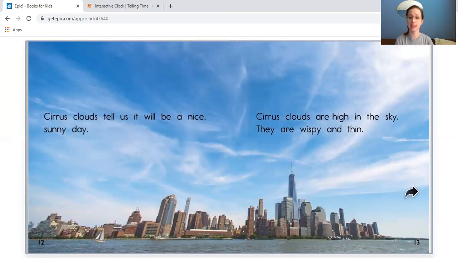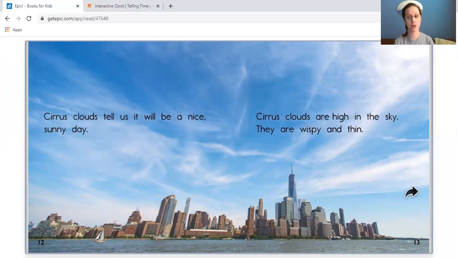Cirrus clouds tell us it will be a nice sunny day. Cirrus clouds are high in the sky. They are wispy and thin. So to help us understand the different types of clouds, the first one is called cirrus.